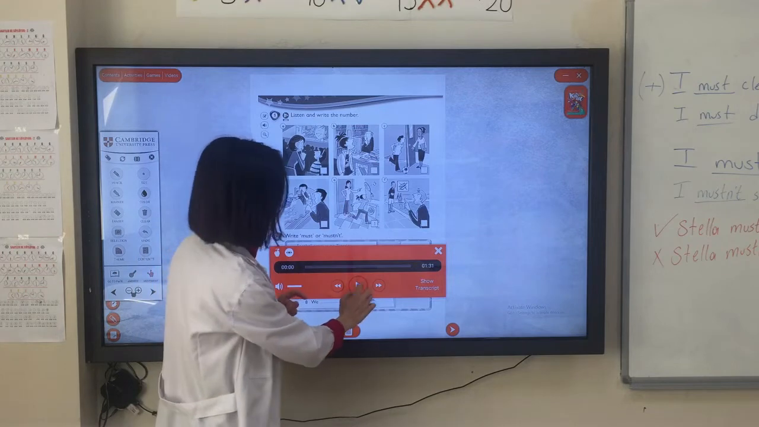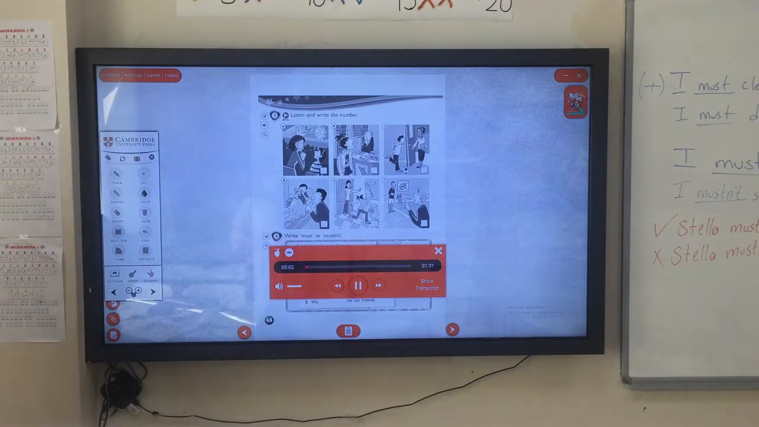Listen carefully. Activity book, page 48. 5. Listen and write the number. 1. You mustn't play tennis in the kitchen. 2.